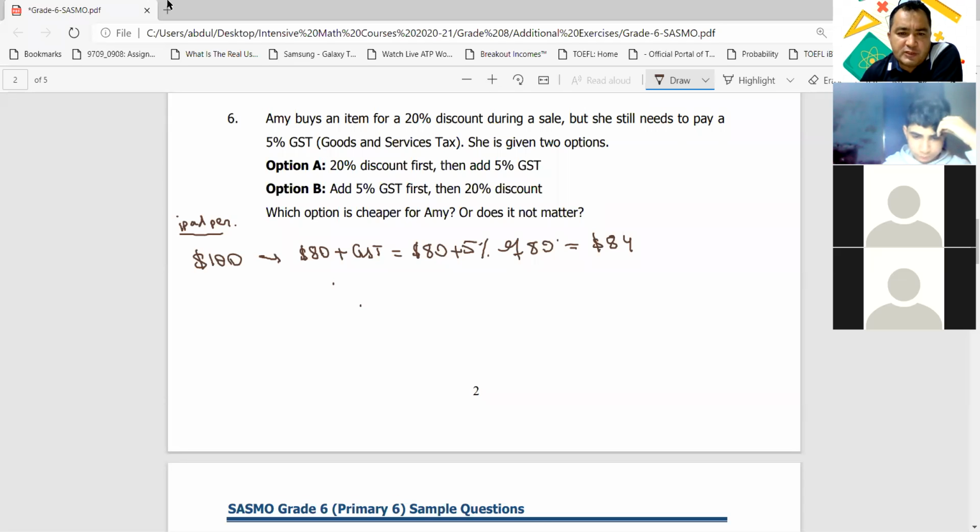Option A, 20% discount first, then add 5% GST. Option B, add 5% GST first, then 20% discount. Okay, that's a tricky question.